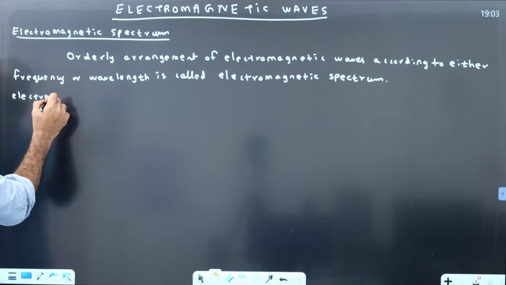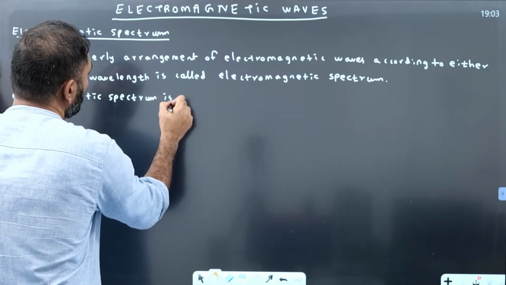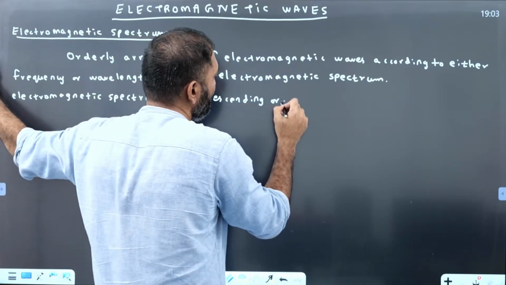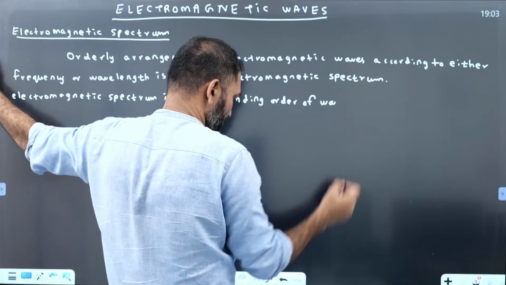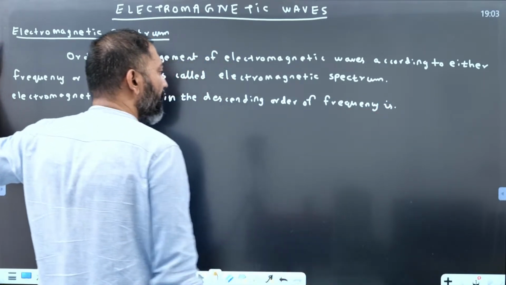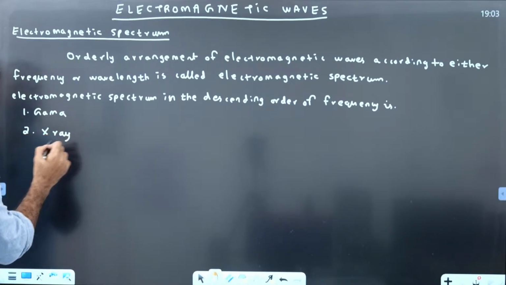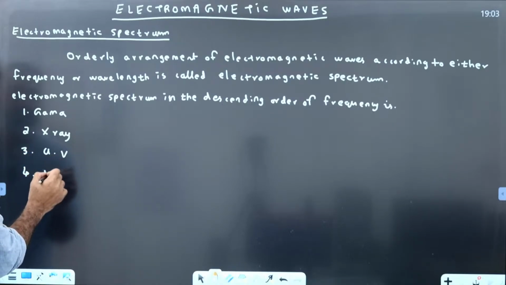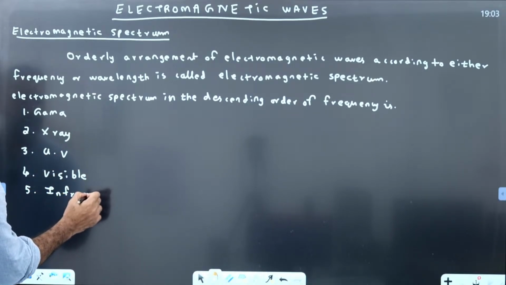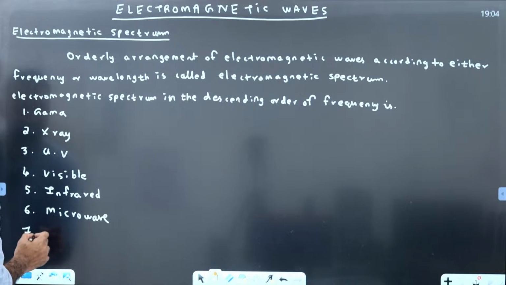The electromagnetic spectrum in the descending order of frequency is: first one gamma, second one X-ray, third one ultraviolet, fourth one visible, fifth one infrared, sixth one microwave, and the seventh one radio waves.